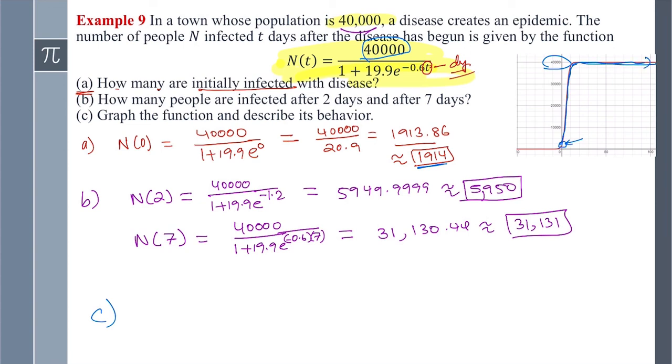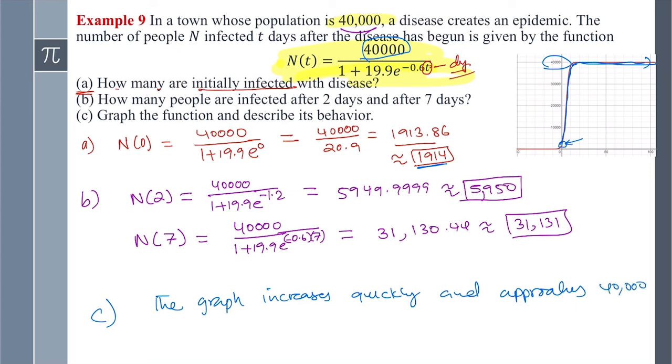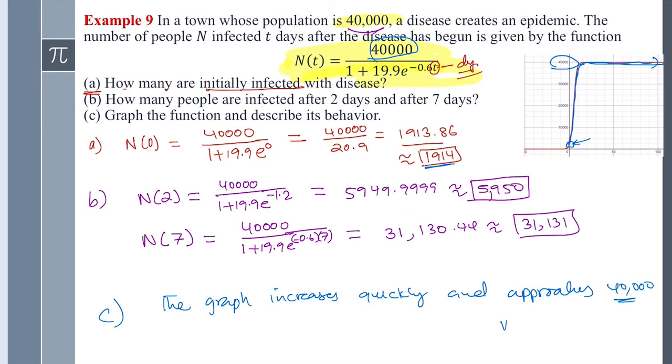So here we can say that the graph approaches the line. The graph increases quickly and approaches 40,000, which is the max. So 40,000 is the maximum that the function can reach.